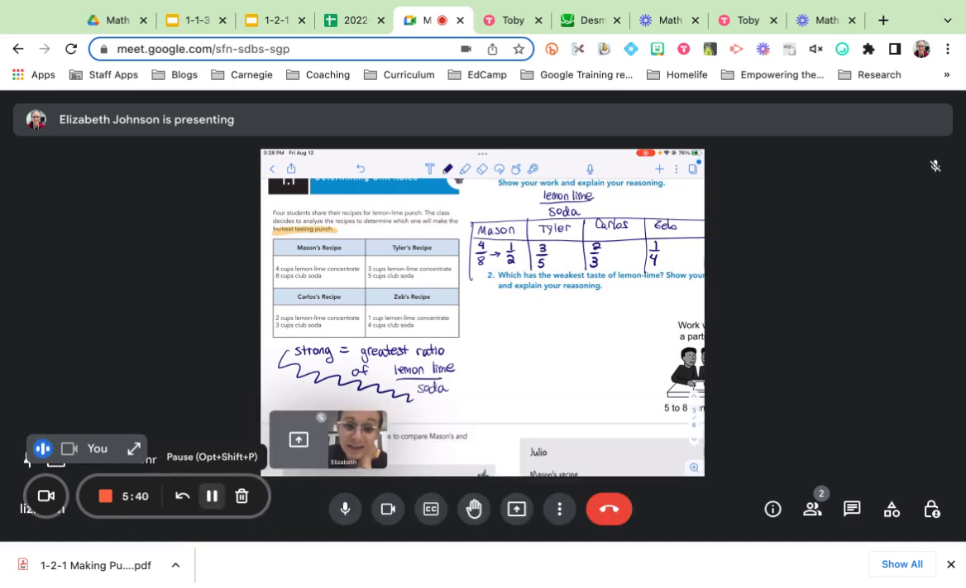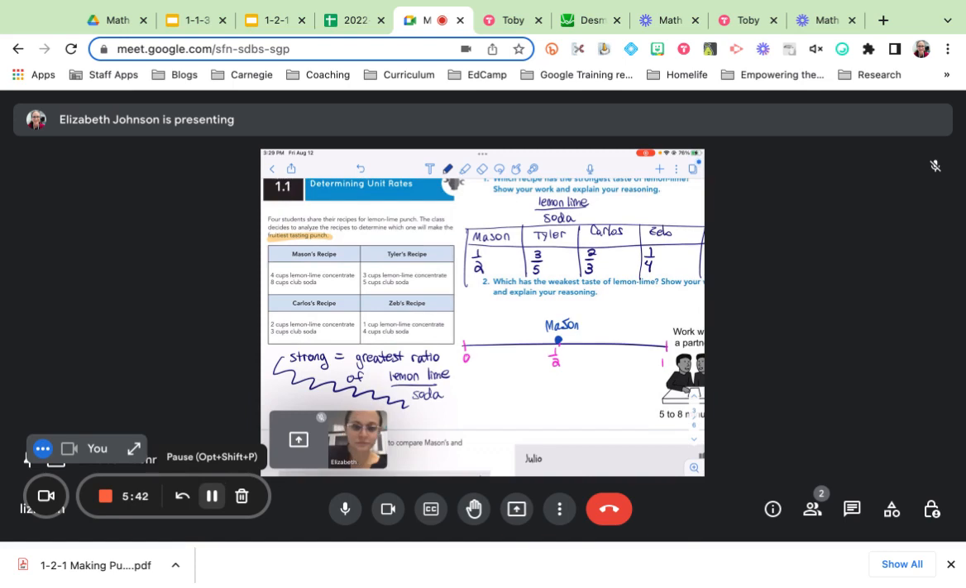It might actually help to put them in order. Let's start with Mason. Mason is right at 1/2. Half of his fruit punch is made up of lemon lime concentrate. Zeb at 1/4 is going to be over here. Let's write his fraction underneath there.